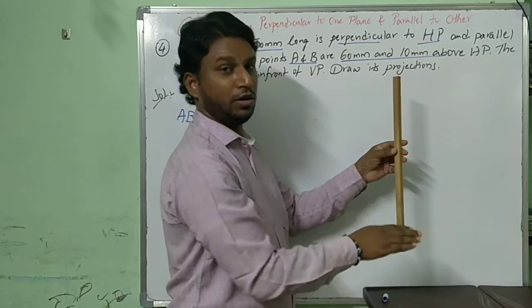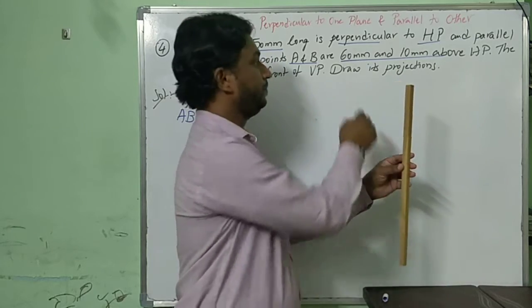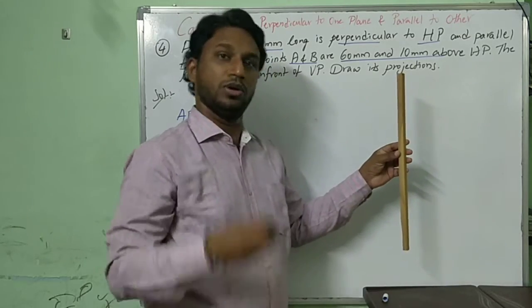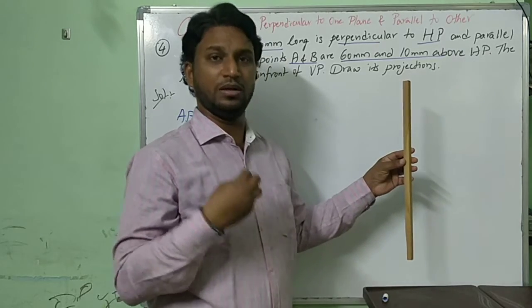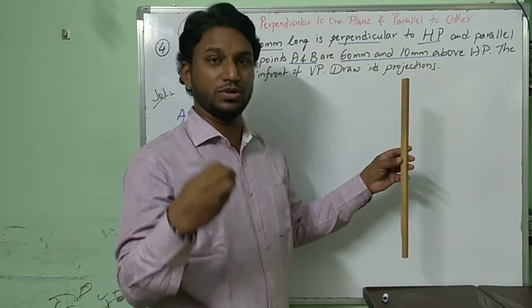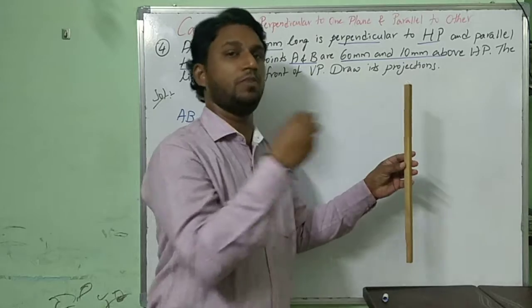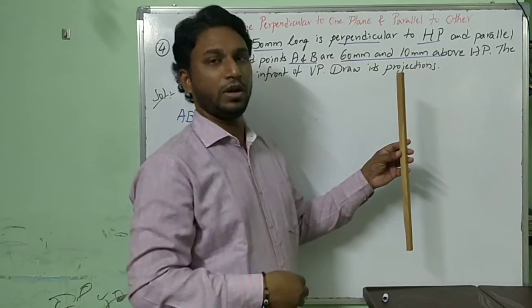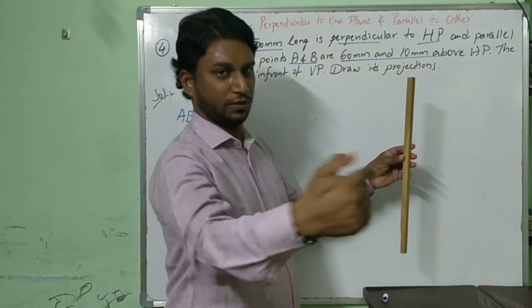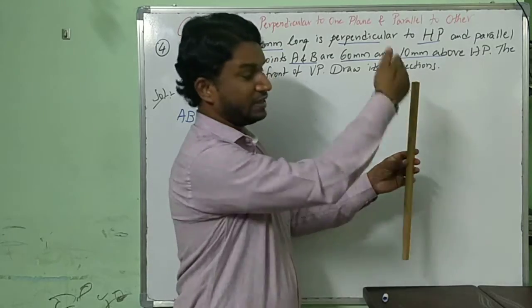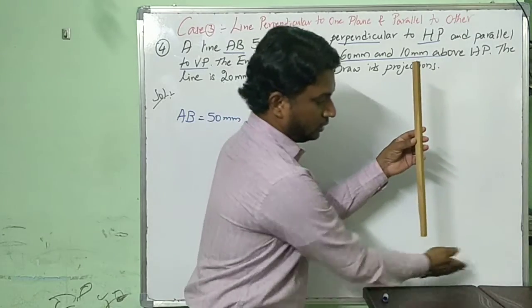Now this case is a line perpendicular to HP and parallel to VP. Draw its projections. Draw its projections is nothing but, for us here, first angle projections. First angle projection means front view comes above XY, top view comes below XY. Front view, looking from here. When you are looking from here, it is a vertical line to the XY reference line.